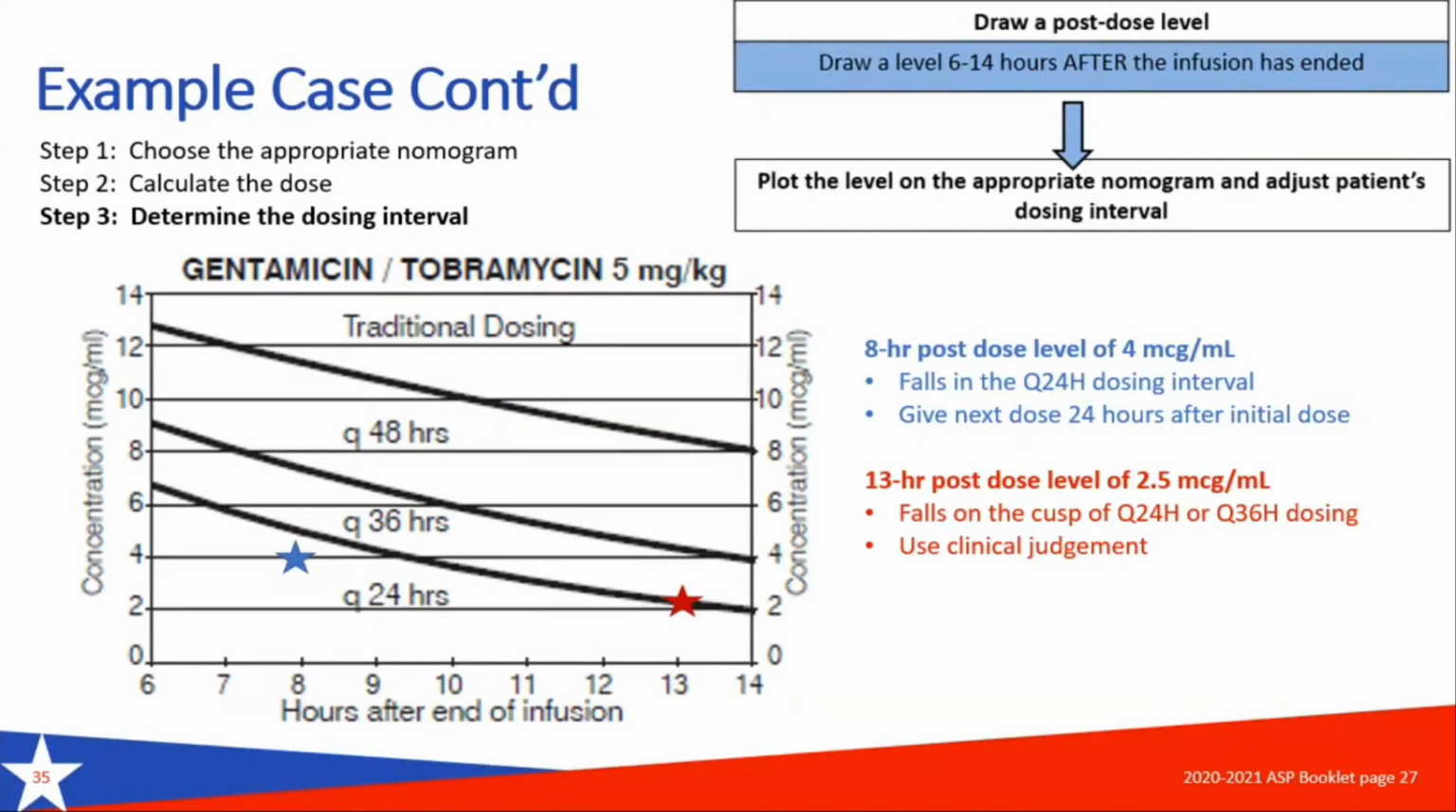So this is where we'll use our clinical judgment. Is his renal function stable? Is he septic? Do we need to be more aggressive with the dosing, or can we be a little bit less aggressive? He's stable. His renal function hasn't changed. It would not be unreasonable to do Q36 hours because we know we are still going to get that post-antibiotic effect.